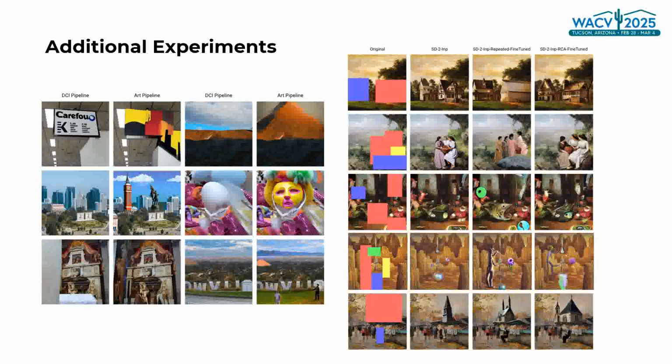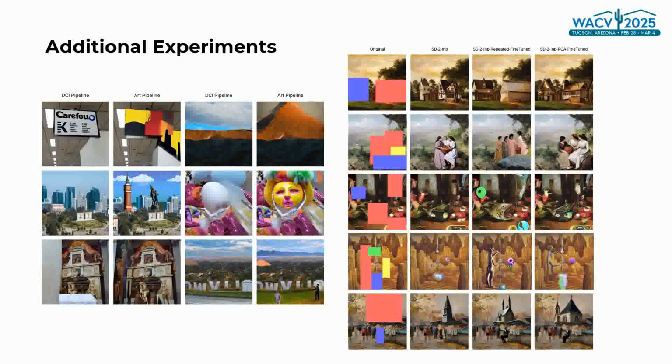We conduct additional experiments, such as domain transfer on the left, where we compare the application of our pipeline trained on DCI and the art dataset in completing photographic images. We observed that domain transfer enables more creative and colorful results.